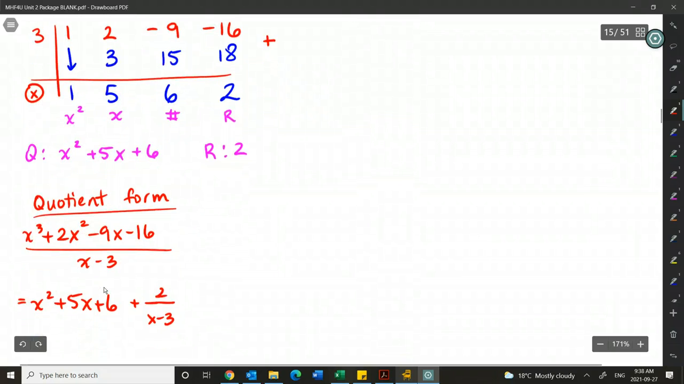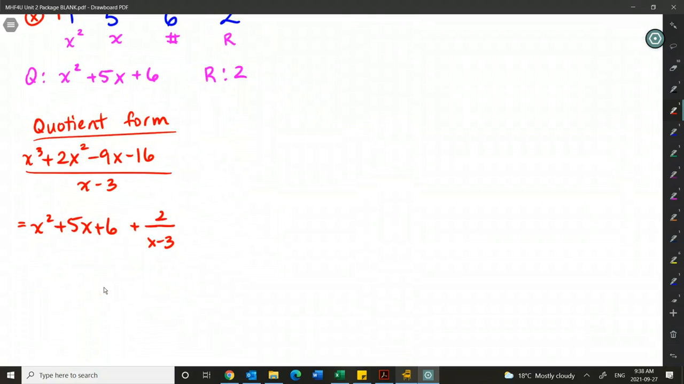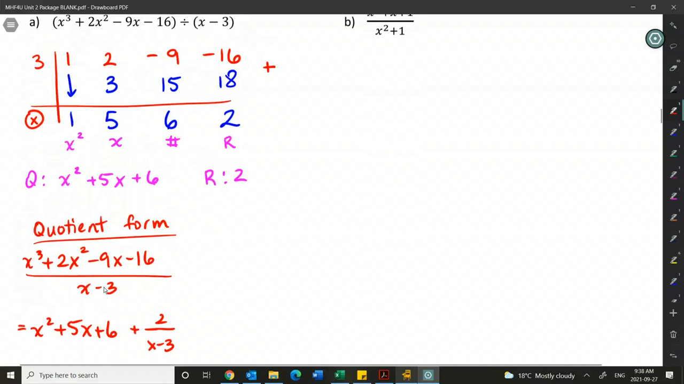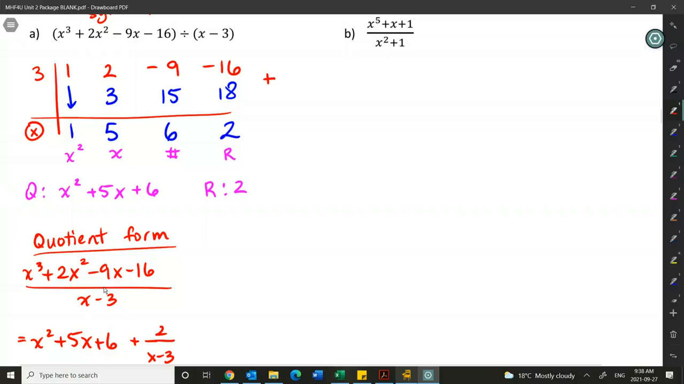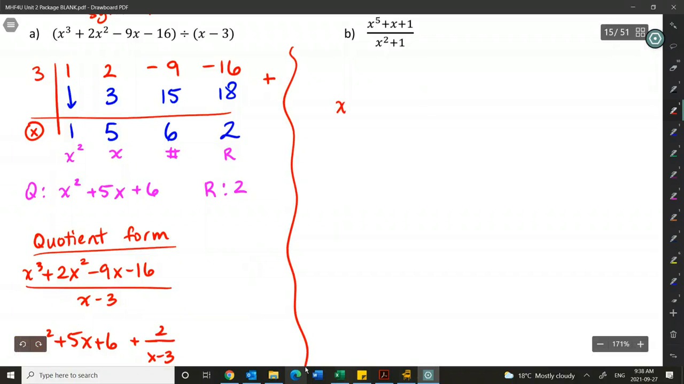All right, so there's our quotient form. So this equals the quotient plus the remainder over divisor. Okay, who was able to get B that wants to take us through here? We had to use polynomial division, so I'm just going to set it up quickly before I choose somebody.